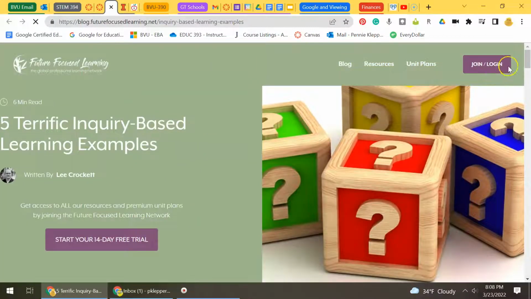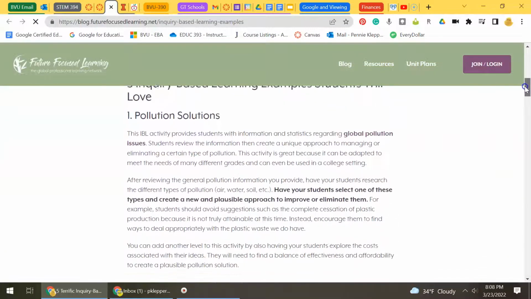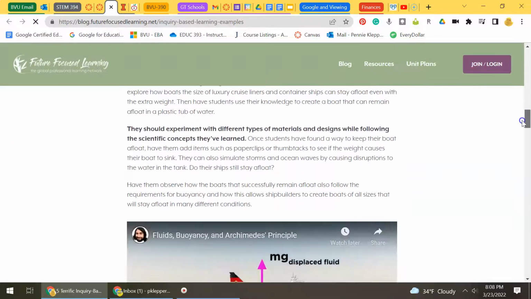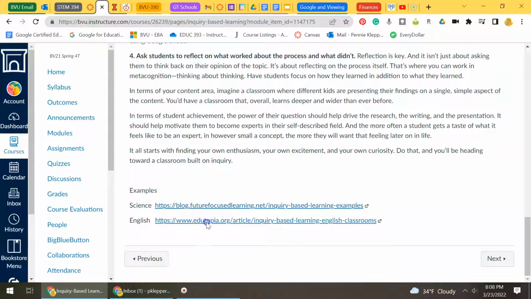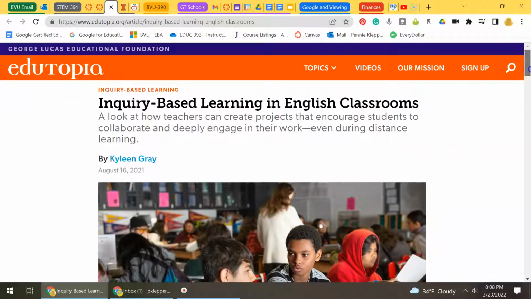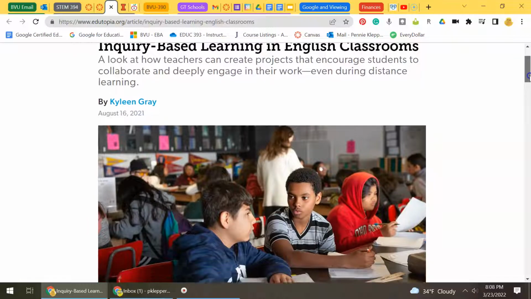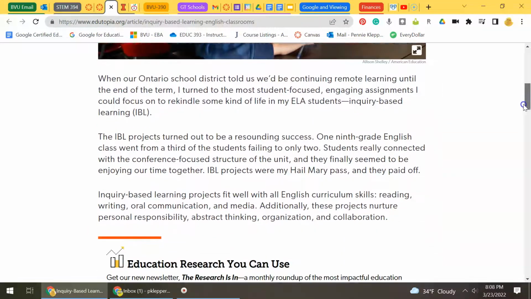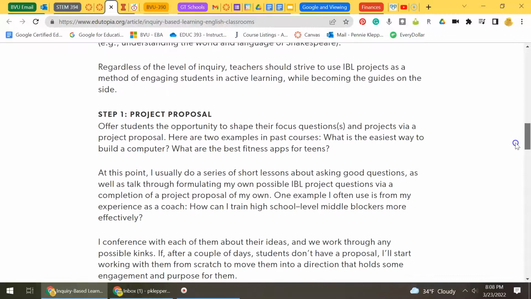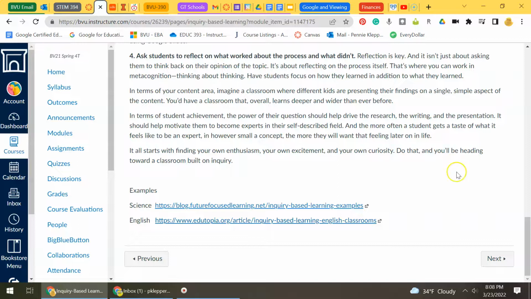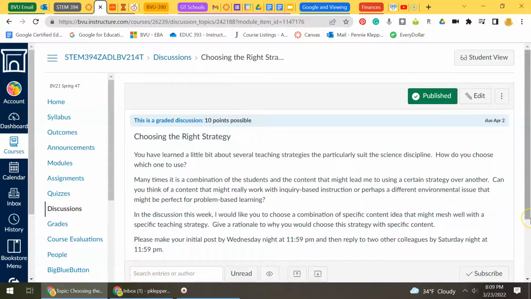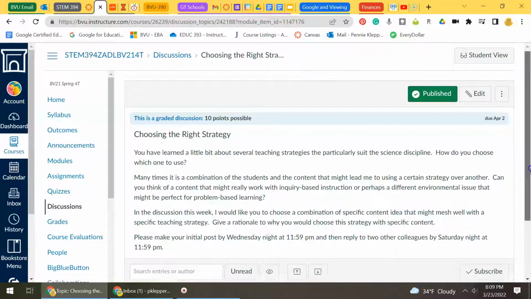This gives you a science example, and as you scroll down, you look at some different ones here, and there are some really good ones there as well. And then also here's an English one, and this shows how you can do this in an English classroom. So if you take a look at this inquiry type of thing, there are some really good ideas. You can bring it down to any level. So that's really good.